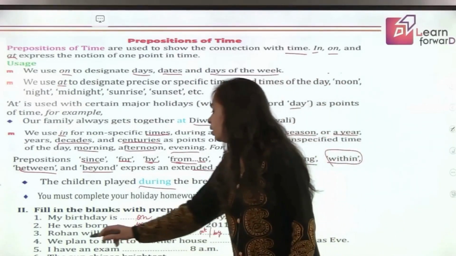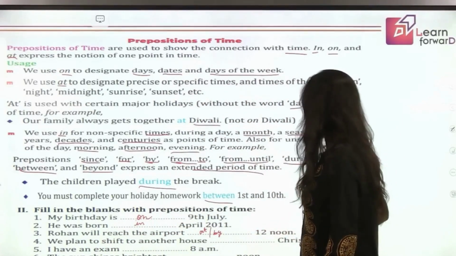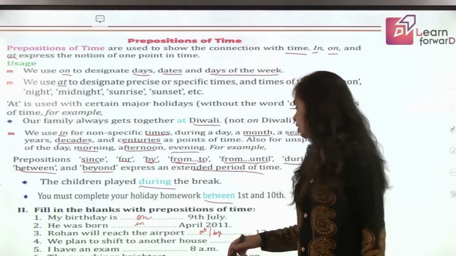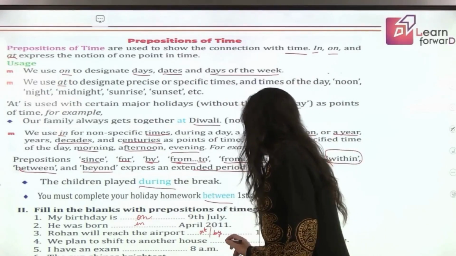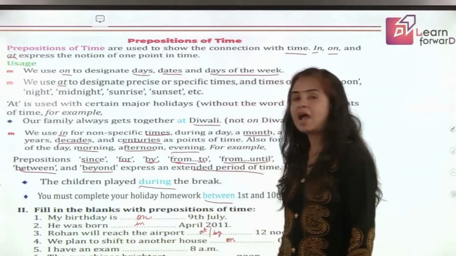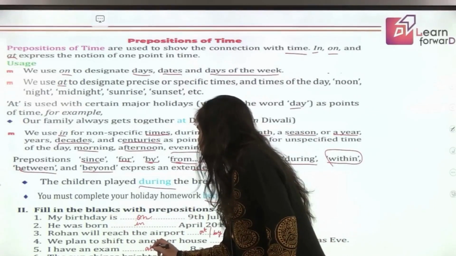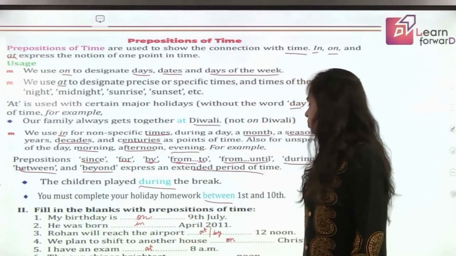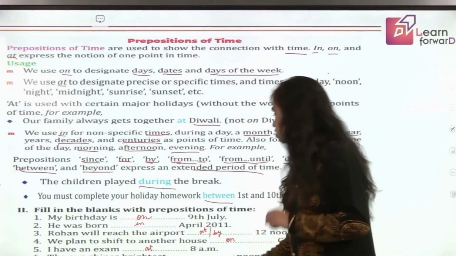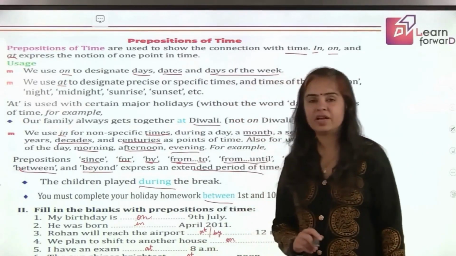Okay. We plan to shift to another house. Christmas Eve, we are saying. So, not at Christmas, on Christmas Eve. I have an exam sharp at 8 a.m. So, it is a particular time. The sun shines brightest at noon. It is 12, a fixed time. It's a specified time.